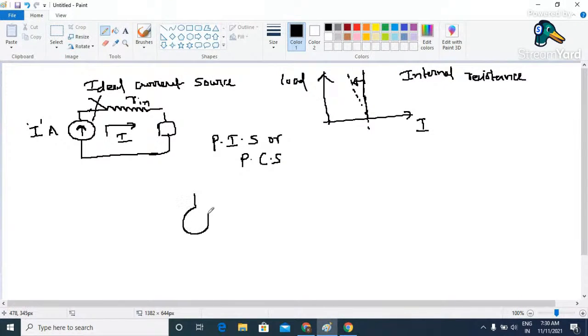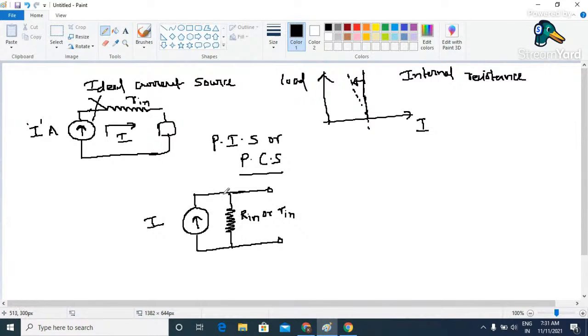First we have an ideal current source indicated by the symbol I ampere, and then to this we indicate its internal resistance, which has to be connected in parallel. This is very important. So here we have R in. You may indicate it by capital R in, or by small r in. Both are the same. But remember one thing: as far as practical current sources are concerned, the internal resistance has to be connected in parallel with the ideal current source.